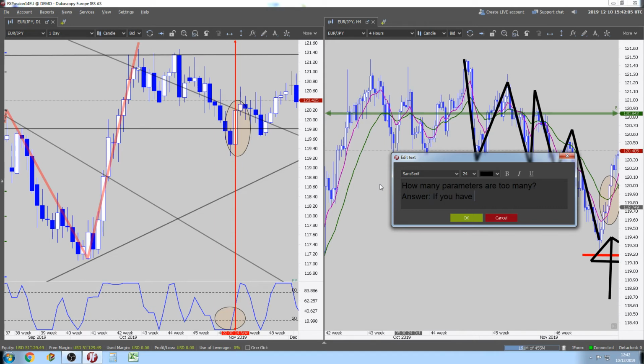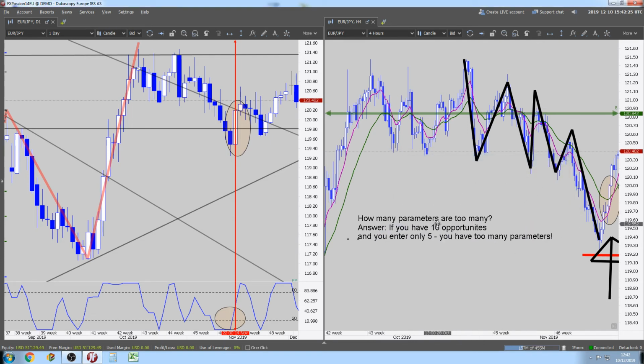If you have 10 opportunities and you enter only 5, you have too many parameters. Okay? If you have too many parameters, everybody, it's going to be analysis paralysis. So how many parameters are too many? If you have 10 opportunities to enter and you entered only 5, you have too many. Right?